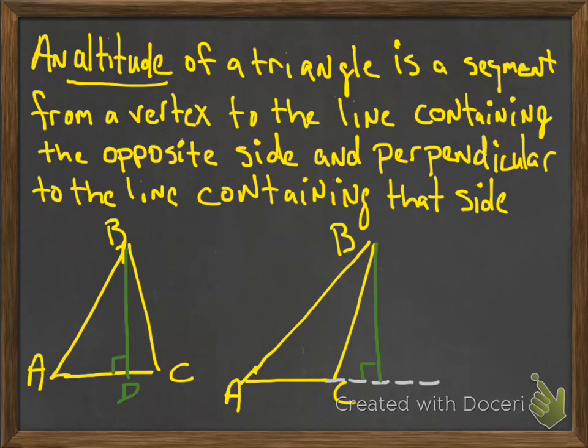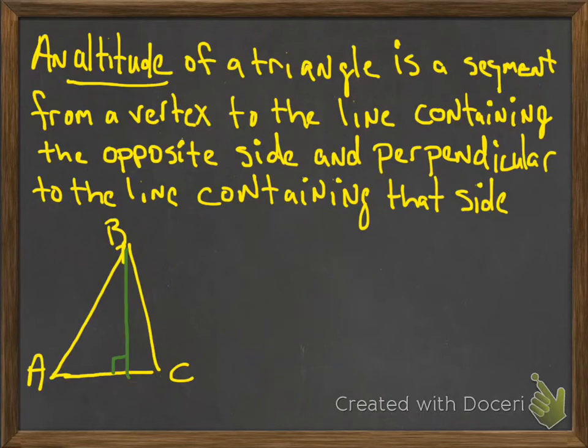Okie dokie, so let's look at an altitude. An altitude of a triangle is a segment from the vertex to the line containing the opposite side. It's like the height of a triangle, but we call it an altitude. Now, I'm going to back this up just a wee bit.